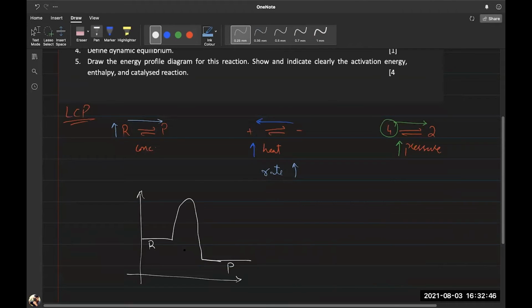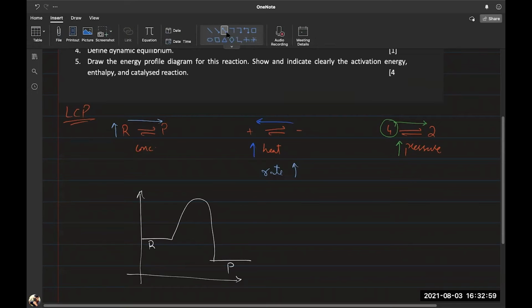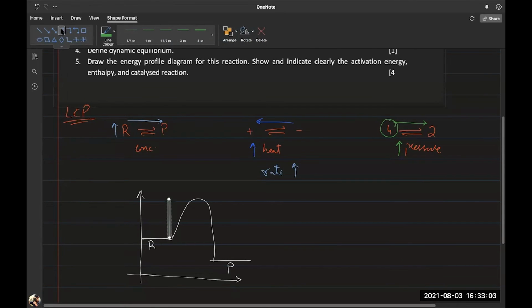Now the shape can be different. Like you can have this, you can have this, but it doesn't matter, as long as you're showing an increase and then decrease, you're good to go. All right, so where's the activation energy? Activation energy is this part. And where's the delta H? Delta H is this part.